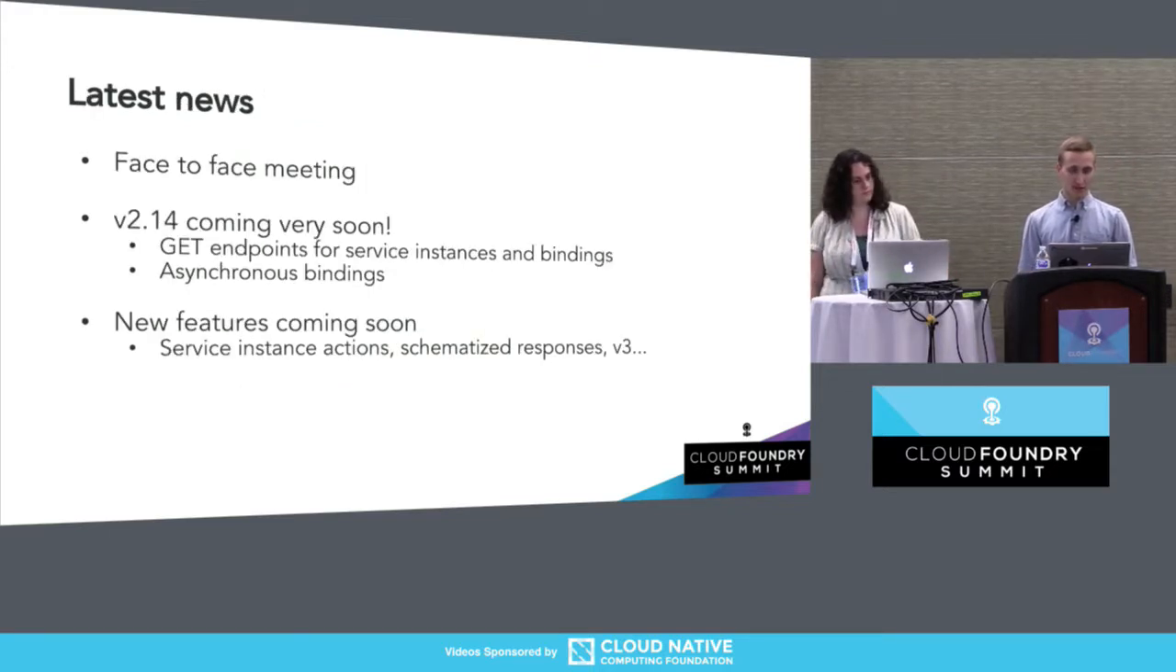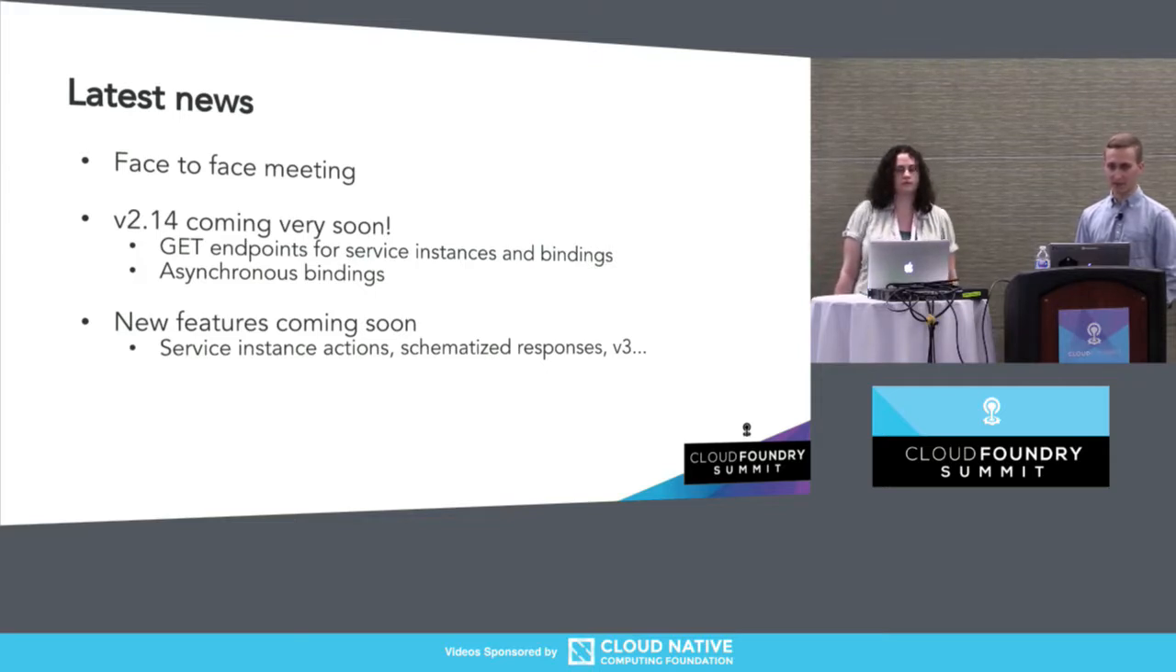So the OSBAPI group met up last week with representatives from pretty much all of those companies, about 20 of us. Version 2.14 of the spec is coming very soon. That has the GET endpoints for fetching a service instance and a service binding. That allows the feature that Jen mentioned earlier where you can go back later and see what you configured your service instance with. Did you set that knob to 10?